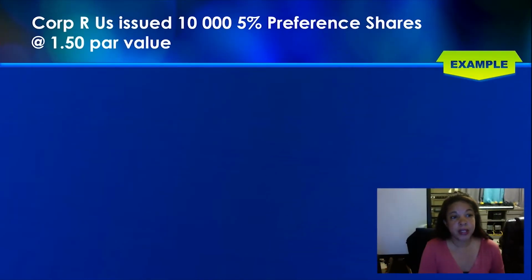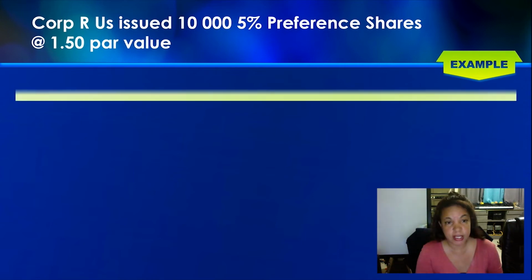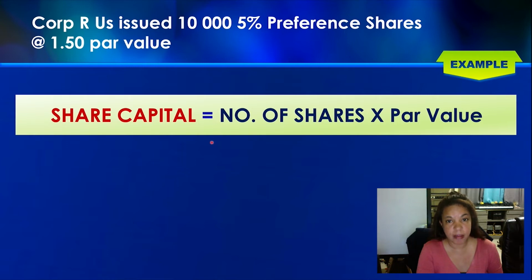Next example, Corp R Us issued 10,000 5% preference shares at $1.50 par value. Remember the formula, most important. Share capital is the number of shares by par value. That does not change because you're now seeing a percentage. This is what we need to emphasize. The 5% represents the dividend rate.